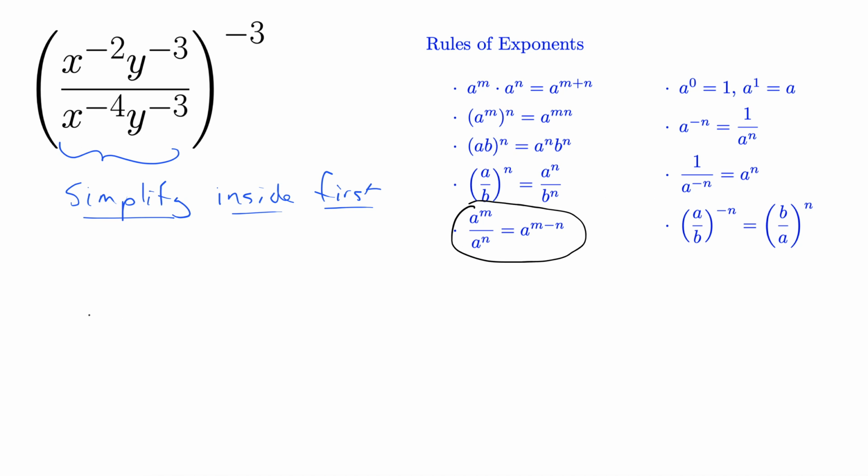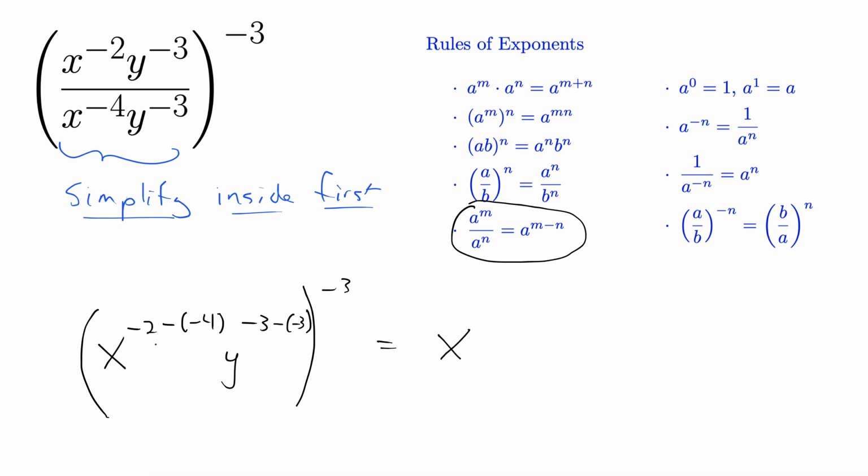They'll all get us to the same place. Here we go. So now I'm just leaving this negative 3 on the outside. Okay, and what we have is x to the negative 2 minus a negative 4. Okay, so I'm doing top minus bottom. Y to the negative 3 minus a negative 3. Okay, well that gives us x to the negative 2 plus 4, which is x squared. Well, y to the minus 3 plus 3 is y to the 0. All of that to the negative 3.